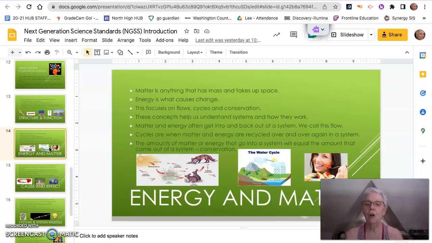Matter and energy often get into and back out of a system. We call this flow, so we'll look at the flow of energy. Cycles are where matter and energy get recycled to be reused. And the amount of matter or energy that goes into a system will always equal the amount that comes out of that system. That's called the conservation of energy.